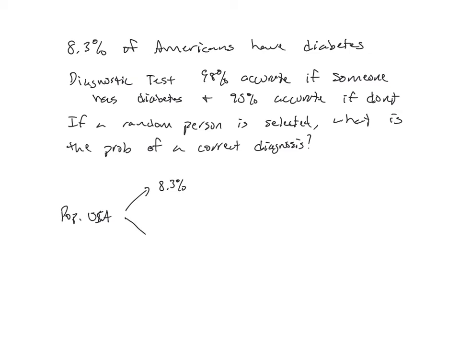So therefore, 91.7% don't. It's just they've got to add up to 100%, right? So if 8.3% have it, then 91.7% don't have it. And then it said, well, we have this test that is 98% accurate for people that have it. That means it's 2% inaccurate.